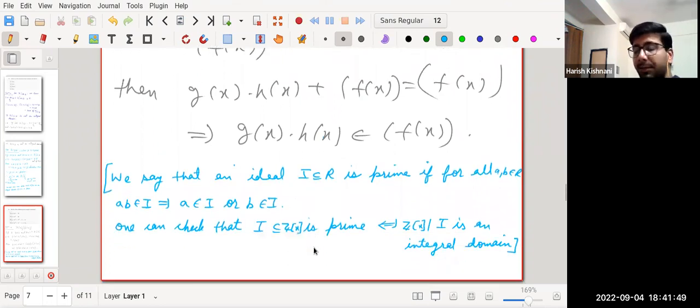Now let's see some definitions. We say that an ideal I is a prime ideal if for all a, b inside R, ab belongs to I implies either a belongs to I or b belongs to I.